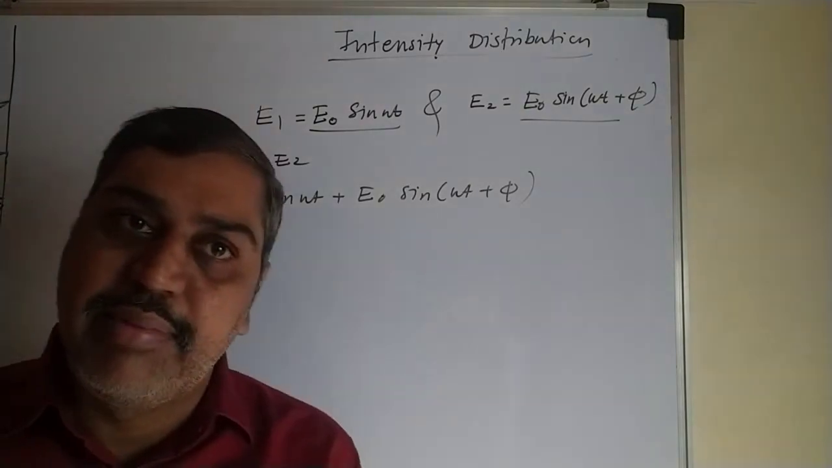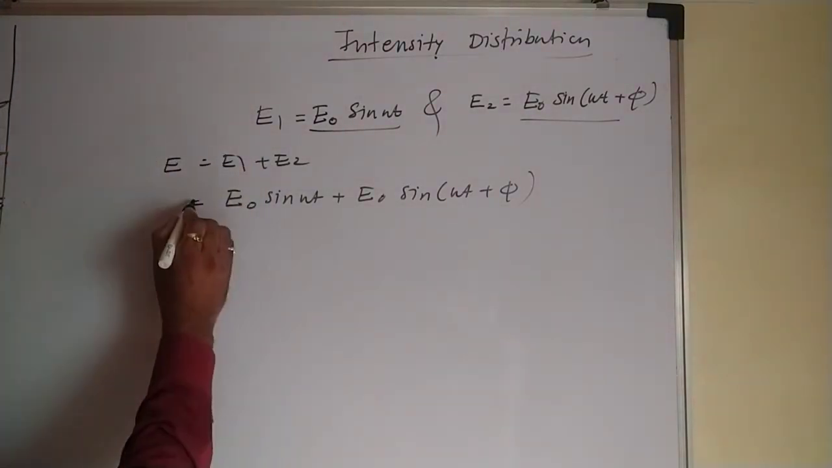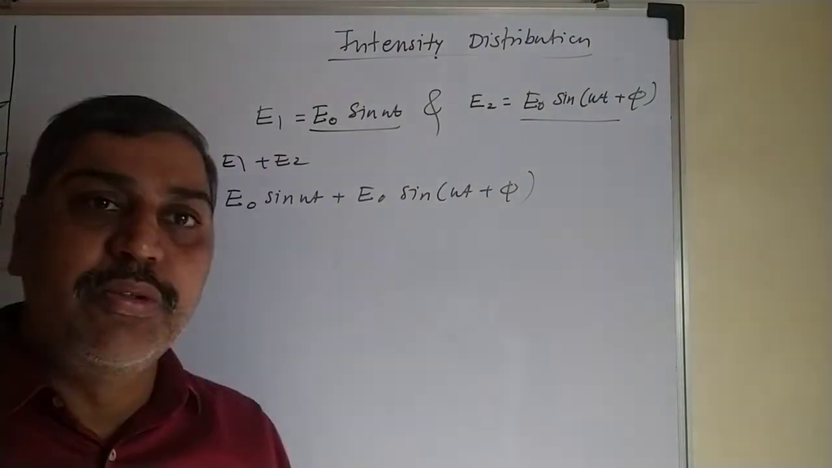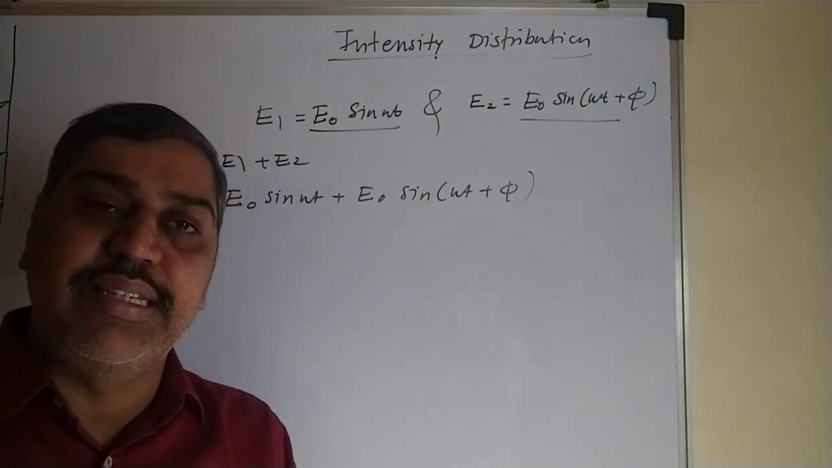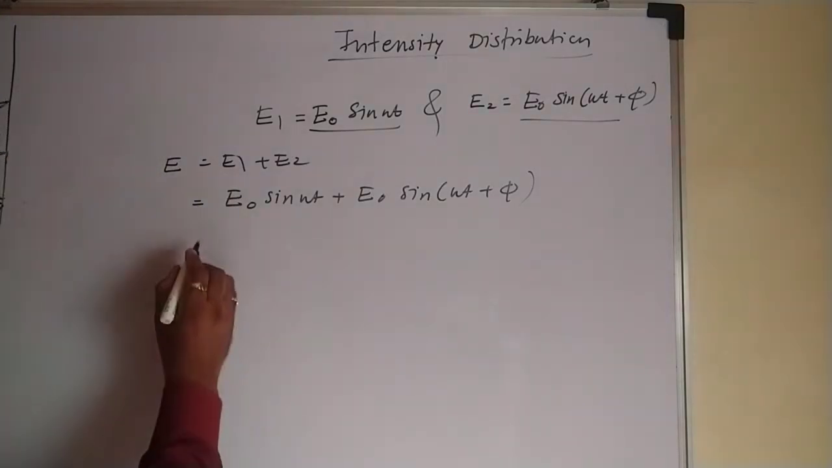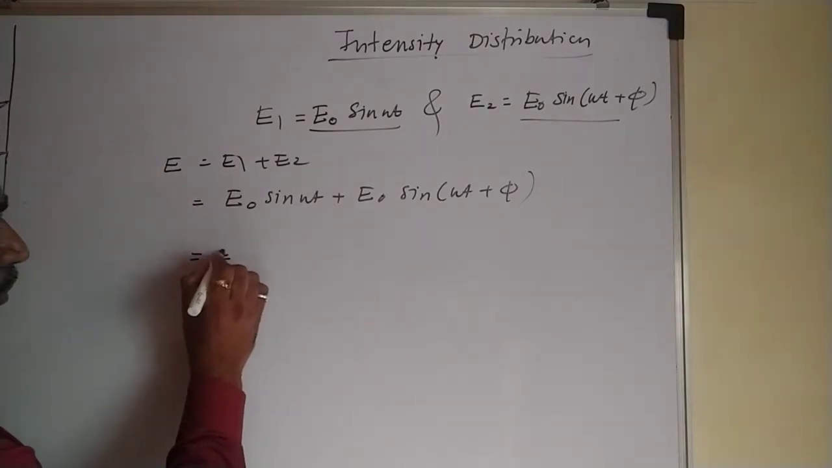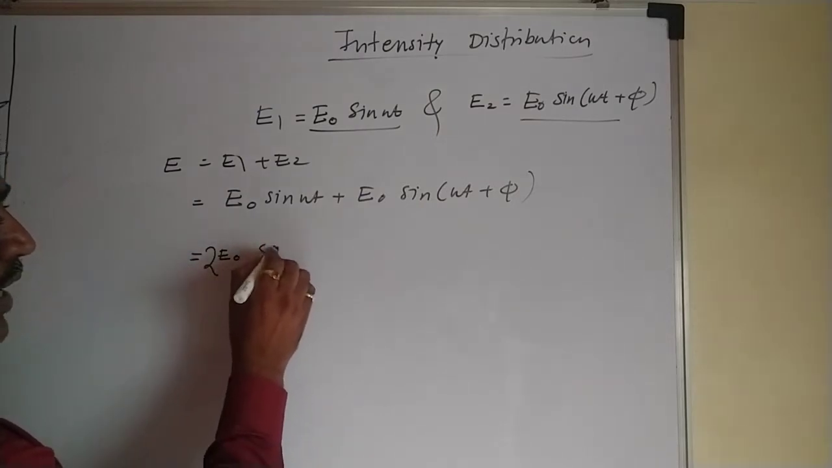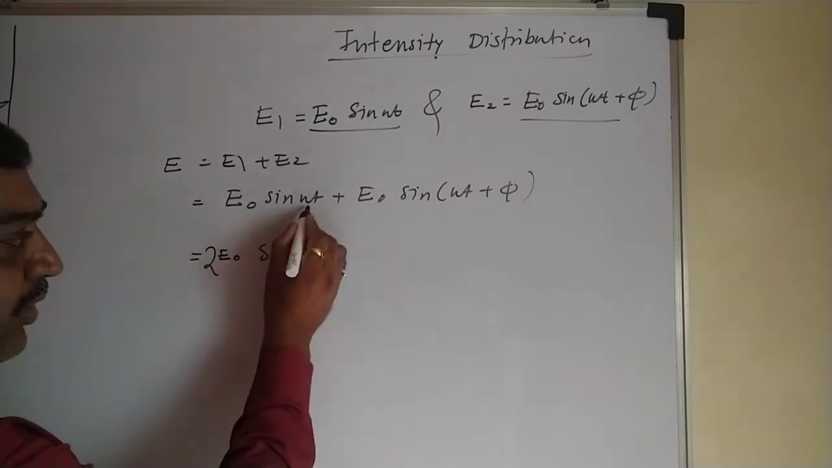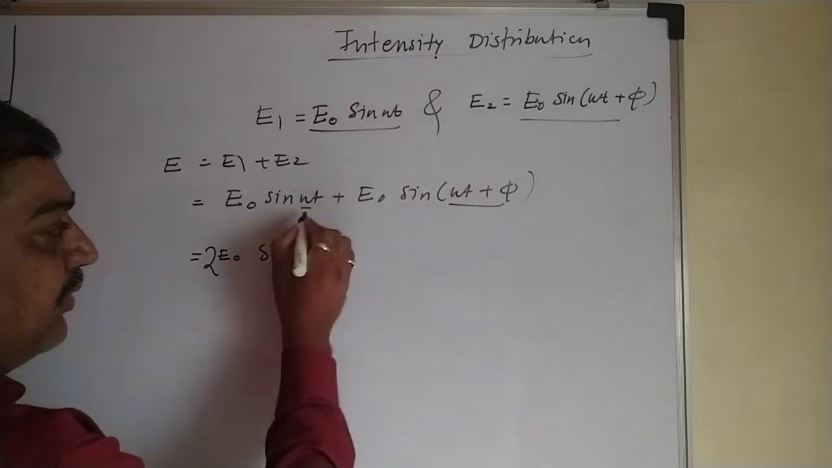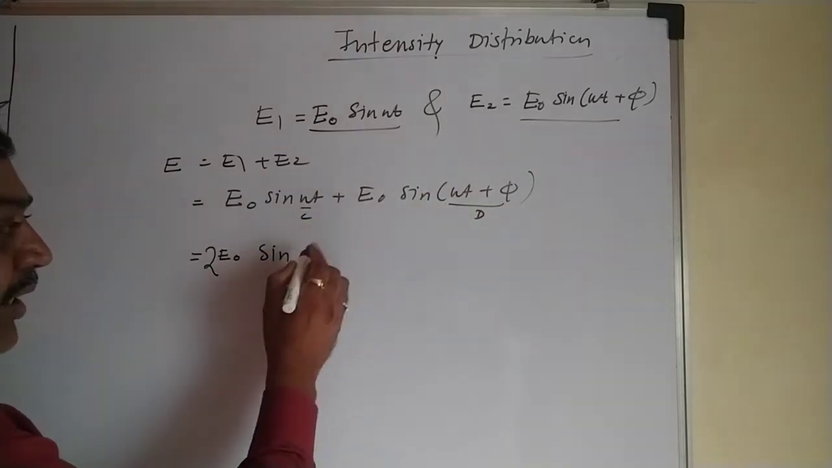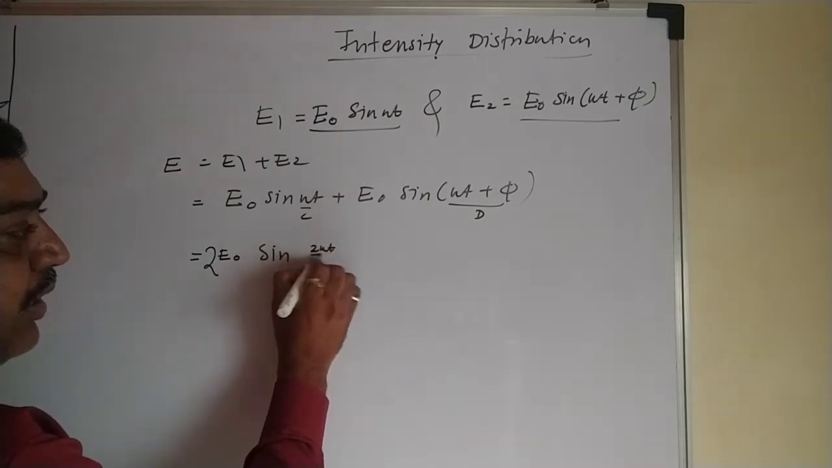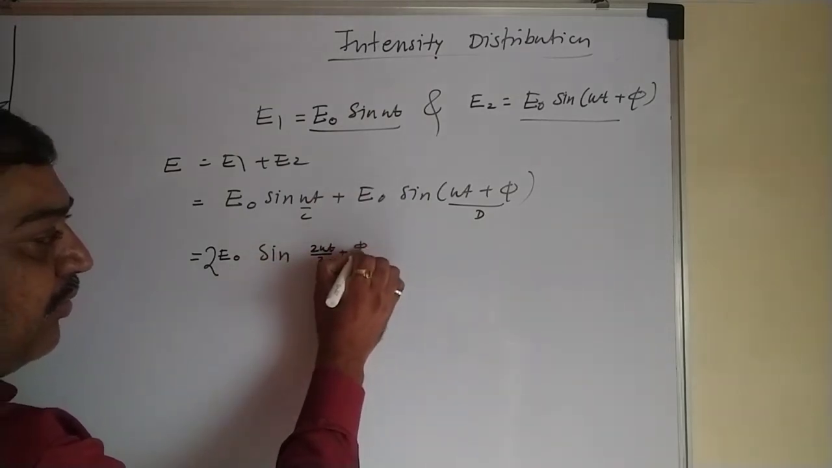Now if you remember, in mathematics there is one formula for this: sin C plus sin D equals 2 sin((C plus D)/2) into cos((C minus D)/2). So you can write the same equation. E0 is taken common. 2 sin of (C plus D)/2. C is this, D is this. So C plus D by 2 is omega t plus omega t, twice omega t, divided by 2, plus phi by 2.